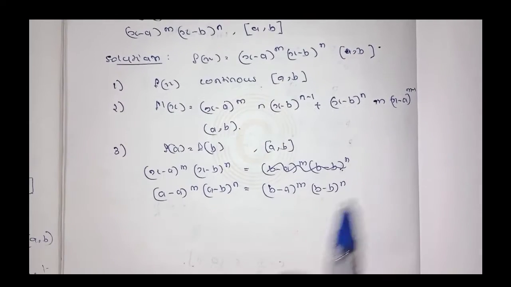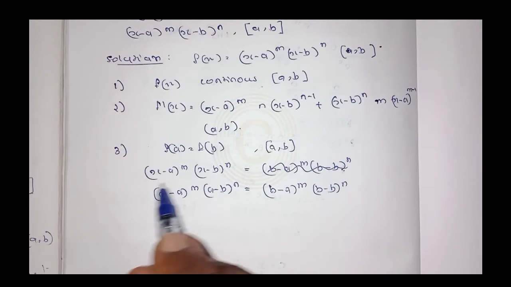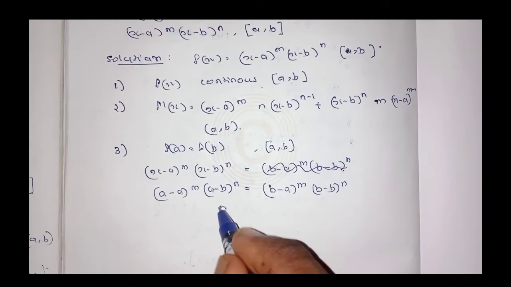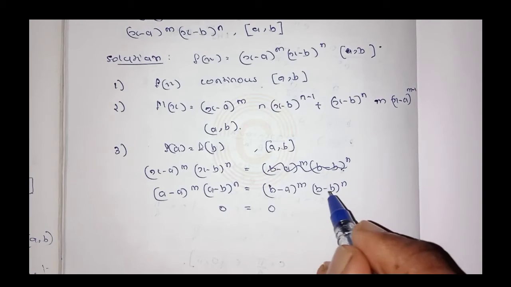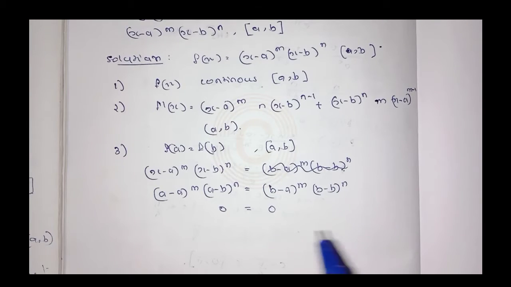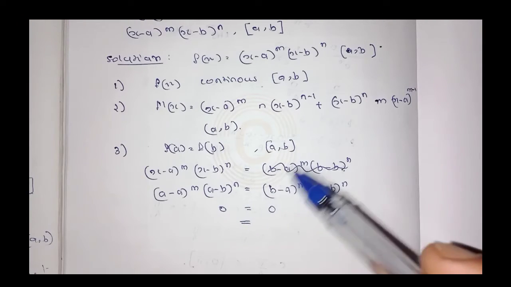In the next step, a minus a is equal to 0 raised to m, which means the whole term becomes 0. Similarly, the second term is also 0 in nature, that is b minus b is equal to 0. So we proved the first, second and third steps of Rolle's theorem.